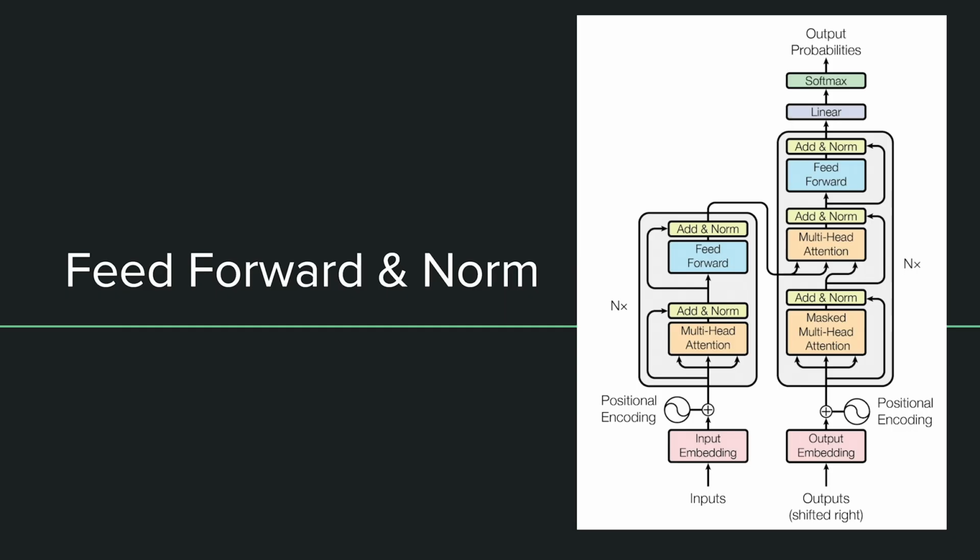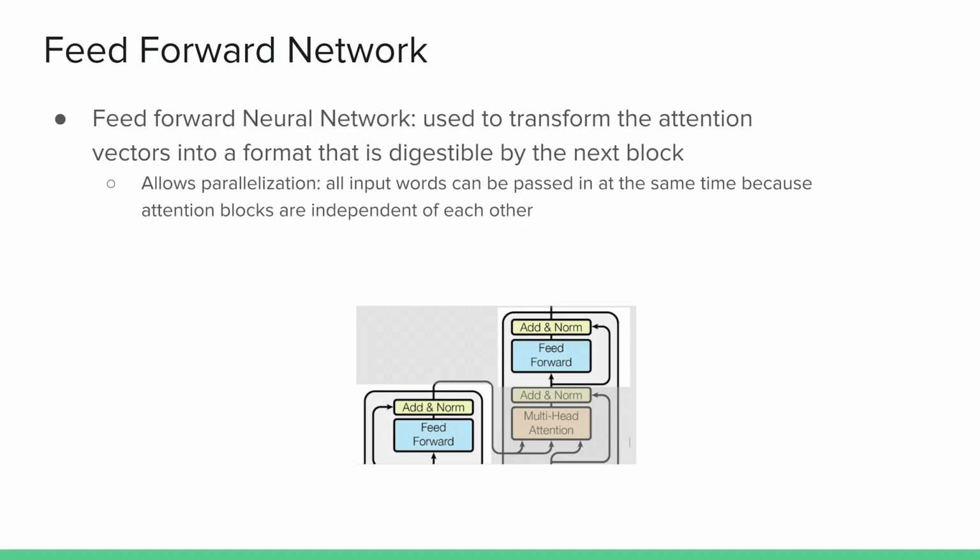There are a few more blocks here, but basically we already have the full model. So we also have 2 feed-forward and normalization blocks here. What they're doing is basically transforming the output of the attention to a vector format that is digestible by the next block. And this allows parallelization because all input words can be passed in at the same time, because now these attention blocks are independent of each other. So these are just additional blocks that we put in place to be able to process this in a better way and to extract maybe additional information along the way.